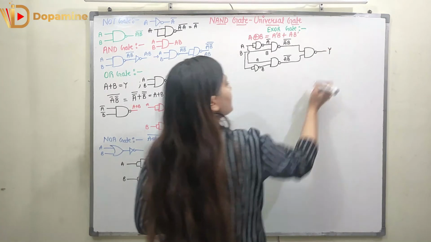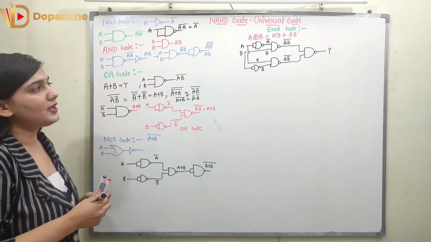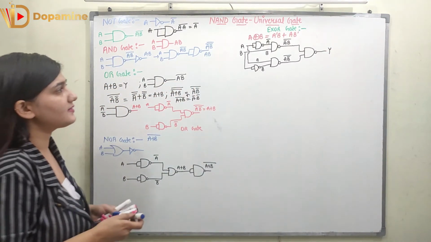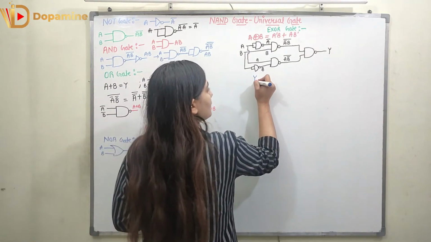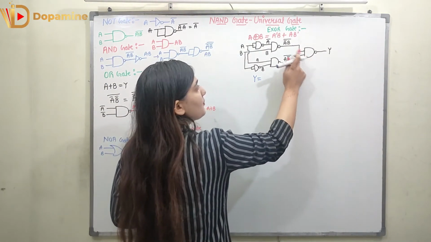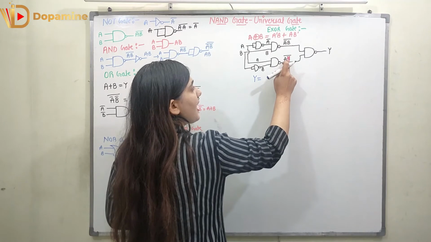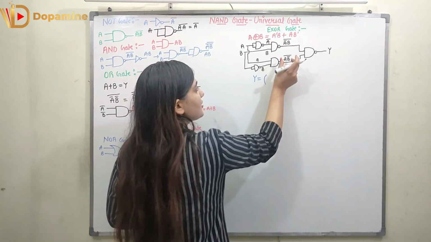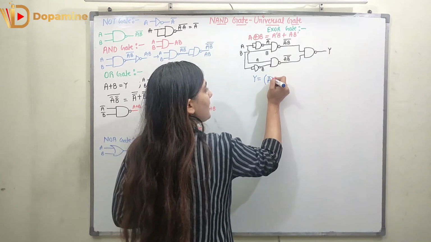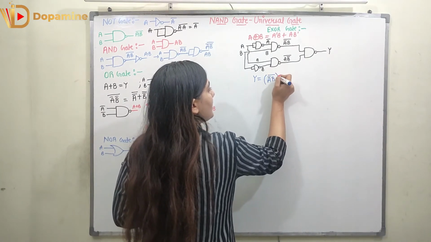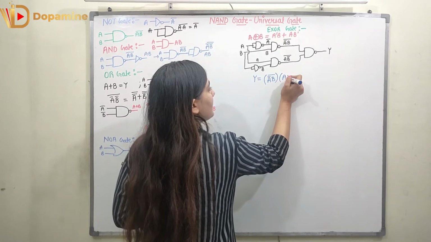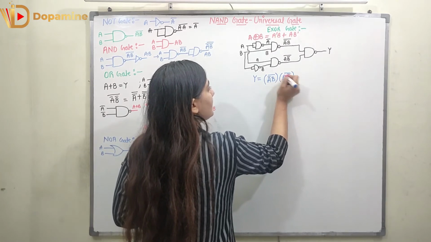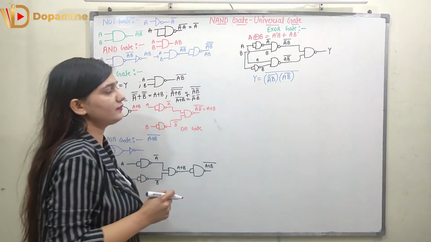The output is Y. So let's see how the Y output will be equal to A bar B plus A B bar. So the Y output, what is it? It is the NAND operation of A bar B whole bar and A B bar whole bar. So what is the NAND operation? The multiplication of the two terms. So here A bar B bar is multiplied with A B bar bar and then the complement of the term.